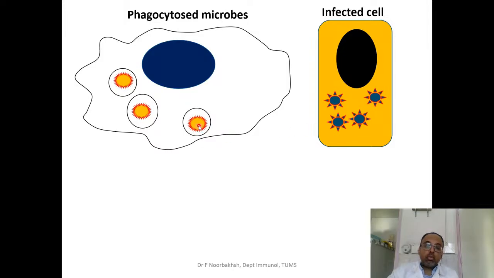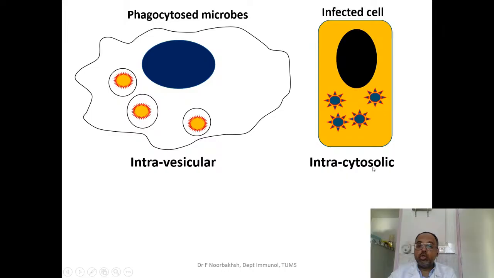The pathogen in the left side is an intracellular pathogen, but it's very different from the one on the right side. The one on the left side is circumscribed inside a vesicle. For that reason, it's called an intravesicular pathogen or intraphagosomal pathogen. But the one on the right side, it's floating in the cytoplasm, so it's called intracytosolic pathogen. So both of these are examples of intracellular pathogens, but this one is intravesicular and this one is intracytosolic.